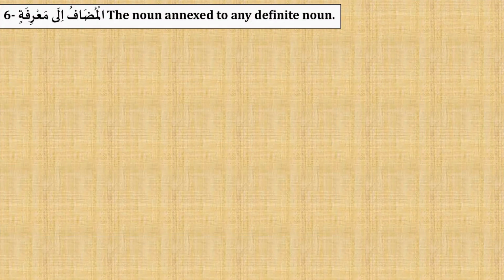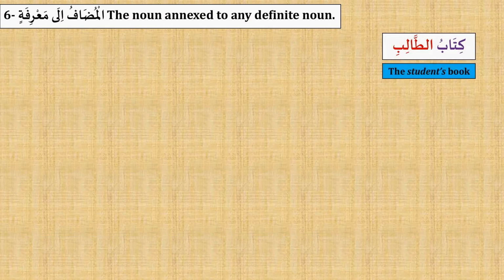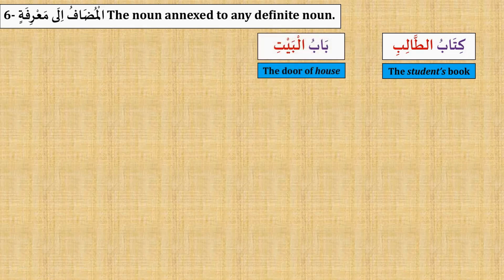The next one, al-mudaf ila ma'rifah, the noun annexed to any definite noun. Example: kitab al-talib, the student's book. Kitabu is normally an indefinite noun because it doesn't have alif lam in the beginning, but because it is annexed to a definite noun, it's also considered a definite noun. Babul bayt, the door of the house. Sayyaratuka, your car.